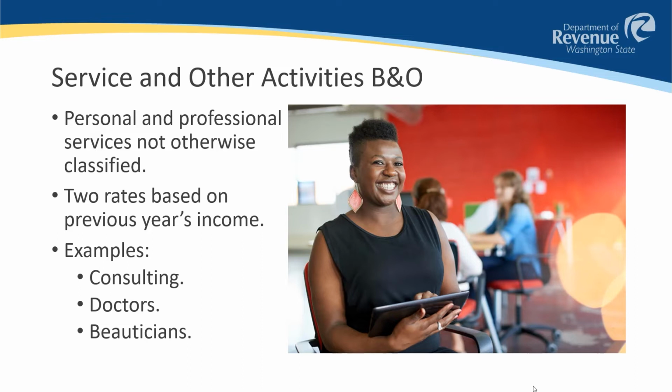If your business or affiliate group reported less than $1 million of taxable income under the service and other activities tax classification in the previous year, then you pay at the lower rate of 1.5%.